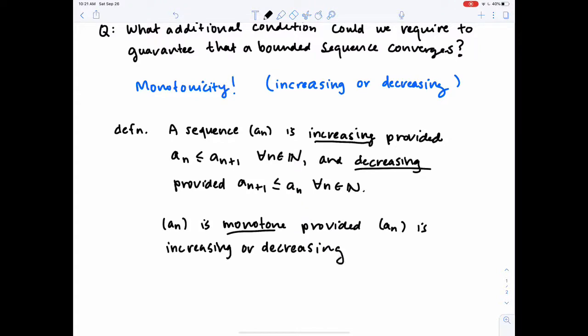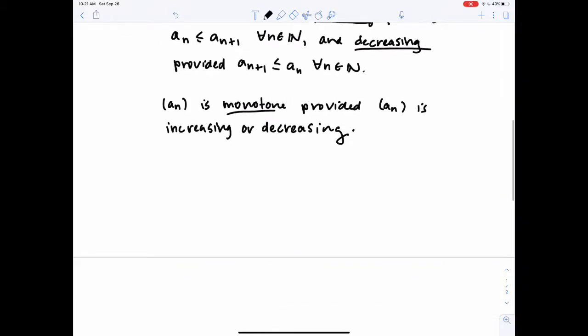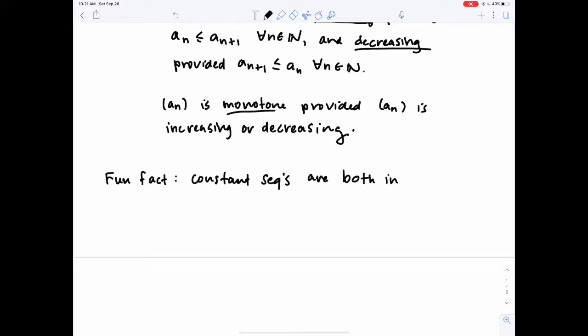And a fun fact, technically constant sequences can be classified as monotone because they satisfy these inequalities, because the inequalities are inclusive. So, fun fact. Constant sequences are both increasing and decreasing.